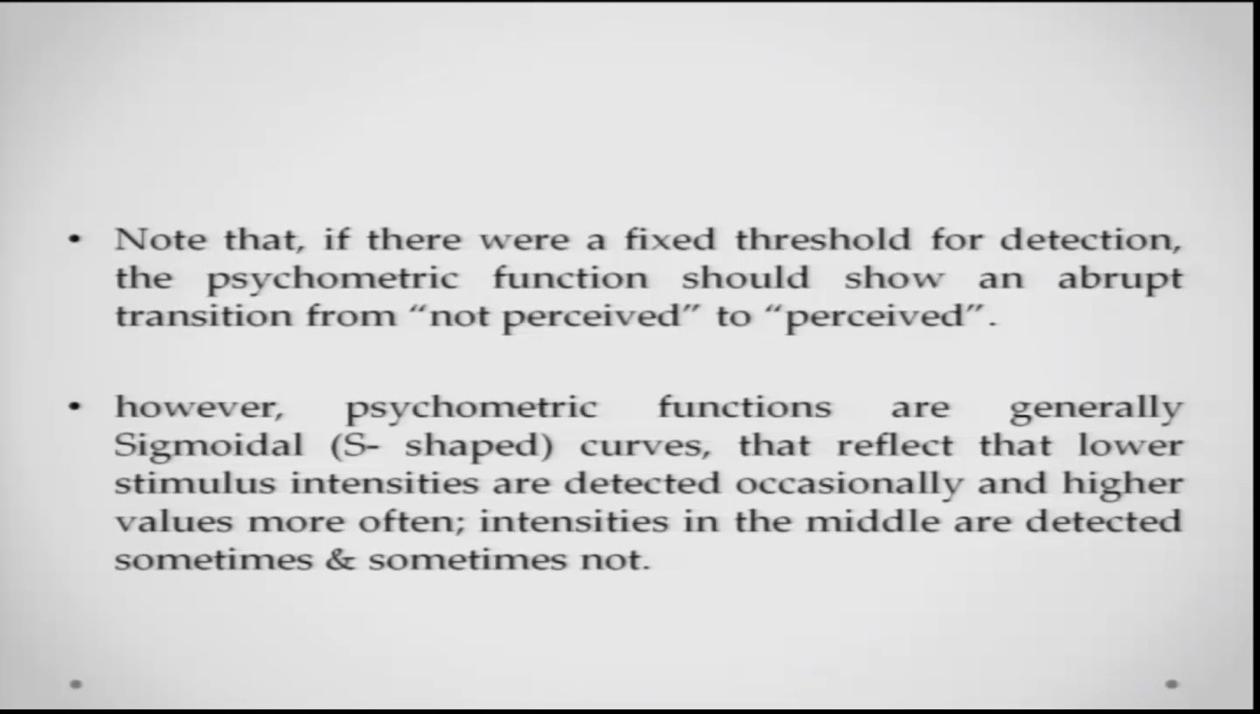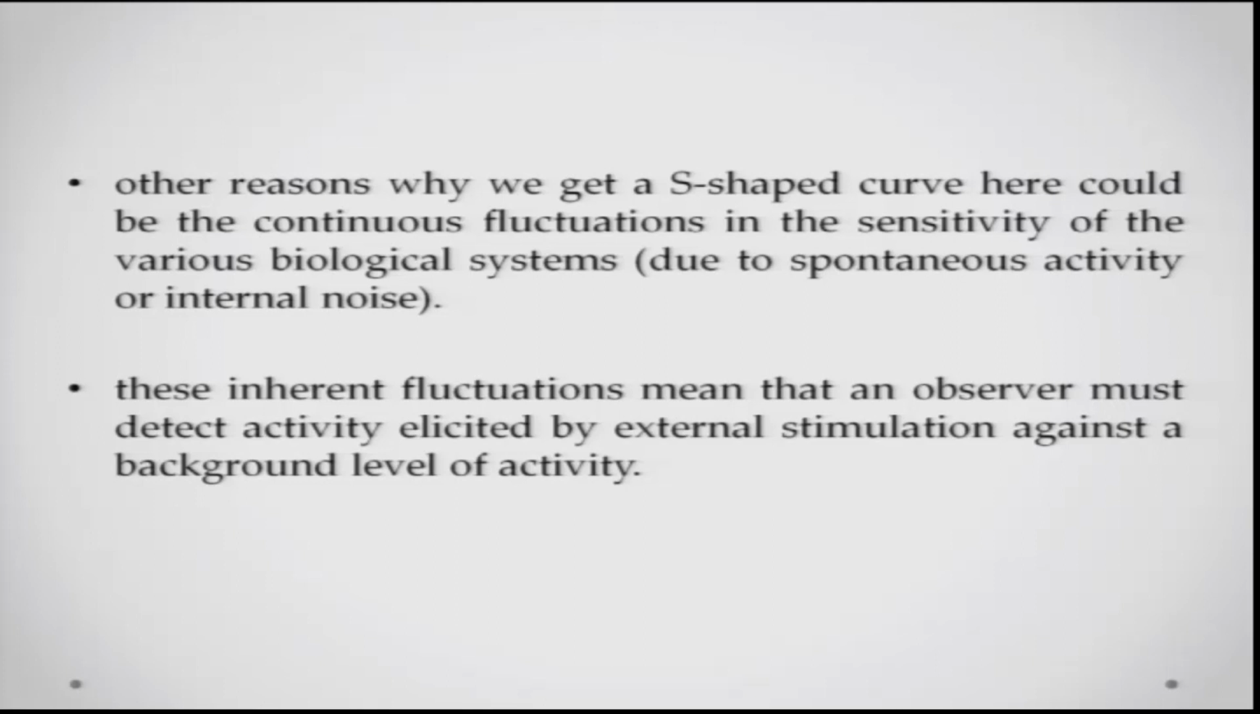Other reasons why you could get an S-shaped curve in these kinds of functions is probably because there is always continuous fluctuation in the sensitivity of various systems. Say, for example, the amount of information or the discreteness with which your ear is registering the loudness information can also have a bit of fluctuation, due to spontaneous internal noise and things like that. You're thinking of something, your attention is varied a little bit, all of these kinds of factors.